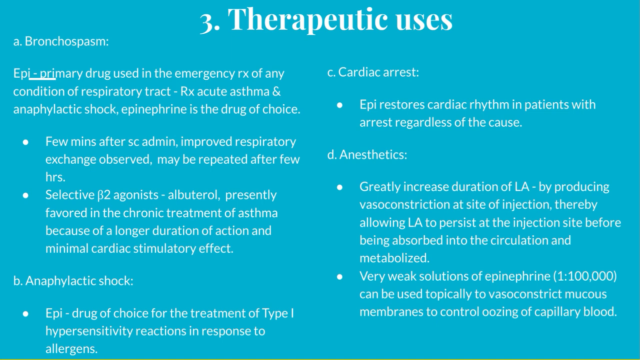Drug of choice. We just now discussed, no? Sir, we have to block the beta 2 receptor, so epinephrine or norepinephrine. Yes, so actually it is the epinephrine which is the drug of choice, okay, because it is available with us in our emergency kit. So epinephrine is the primary drug used in emergency treatment of any condition of the respiratory tract where bronchospasm is there.